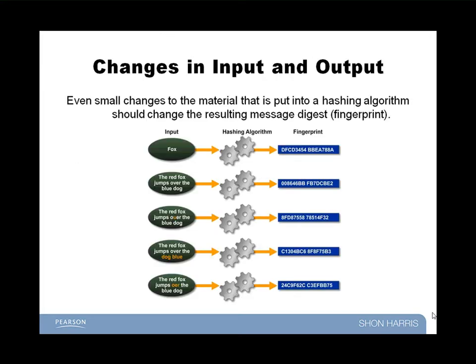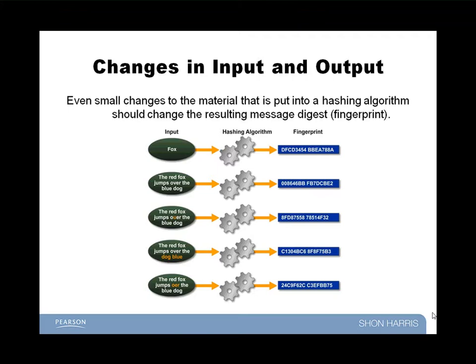So any change to the data payload, as we see here, means that the output, the fingerprint from the hashing algorithm, should change. And if it doesn't change, this is referred to as a collision, and that means that there's a weakness within the hashing algorithm itself.